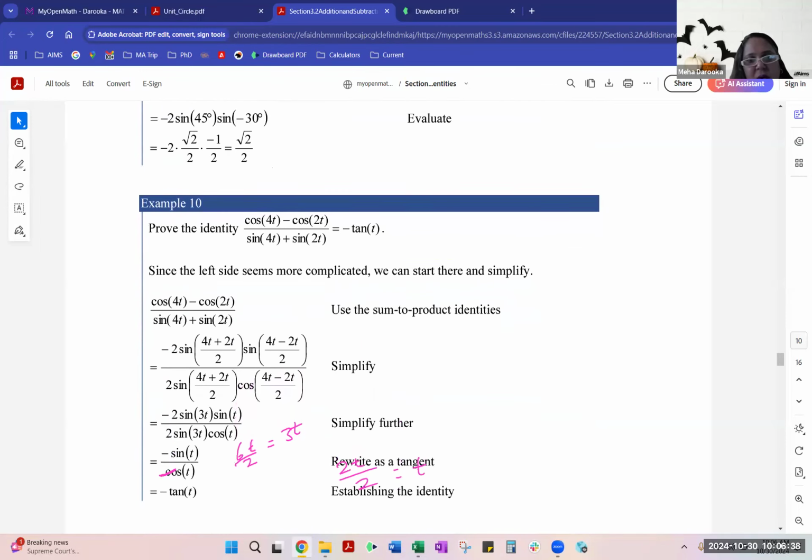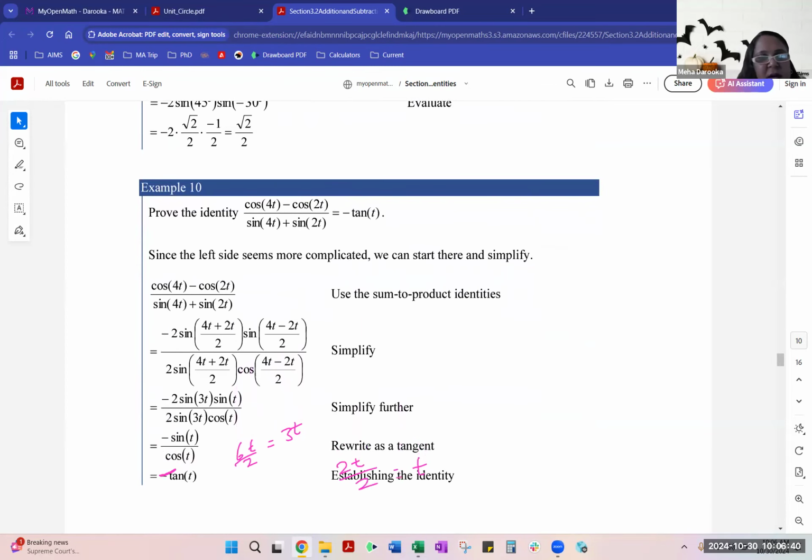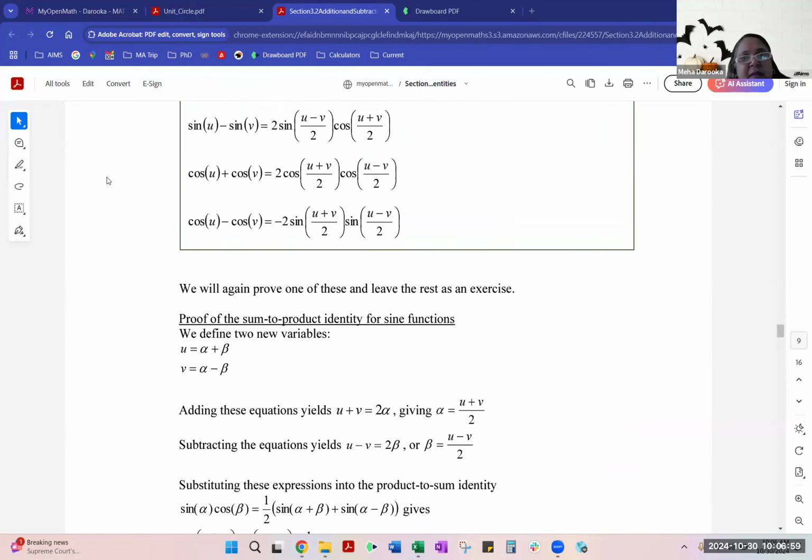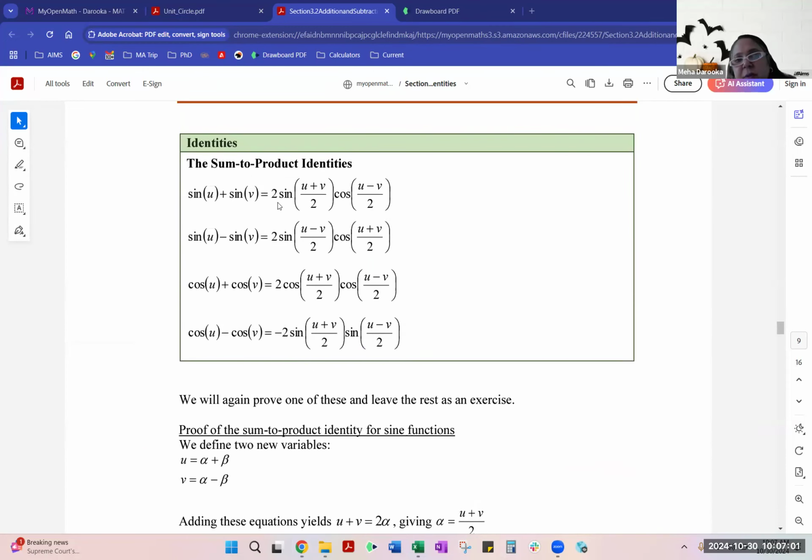So as we go to the next step over, you will see that's where we ended up with 3t over here for the first sine function and just t on the second sine function. Now for the bottom of our fraction, we've got sine of 4t plus sine of 2t. So this will of course come from that very first identity. So this one you can see is going to be +2 sine of u plus v divided by 2 times cosine of u minus v divided by 2.